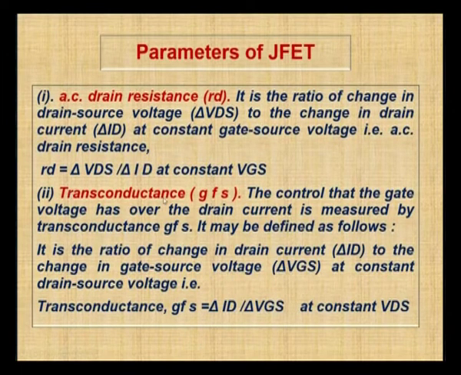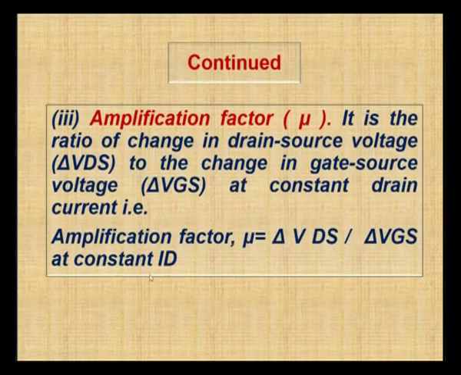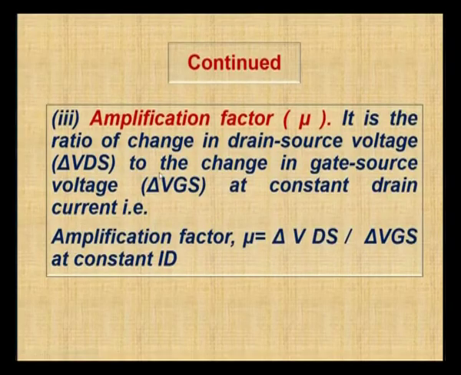Next, we move on to transconductance. Transconductance is the ratio of change in ID to change in VGS, the gate to source voltage, at constant VDS. It is the ratio of drain current to gate to source voltage. Next, the amplification factor mu. It is the ratio of change in drain to source voltage to change in gate to source voltage at constant drain current. This is the amplification factor mu for a JFET.